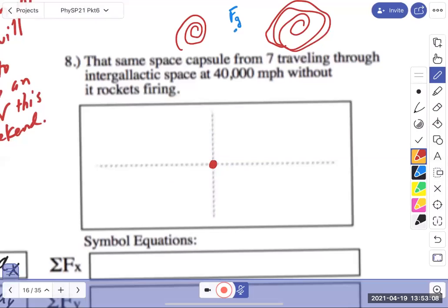I can't put thrust because there are no engines firing. I can't put air drag because there's no air. I can't put lift, there's no wings. And even if it did have wings, it still wouldn't work. There's nothing to lift off of.